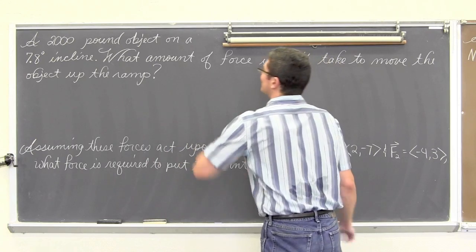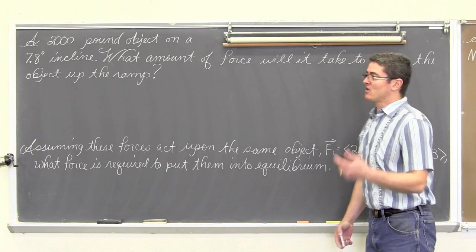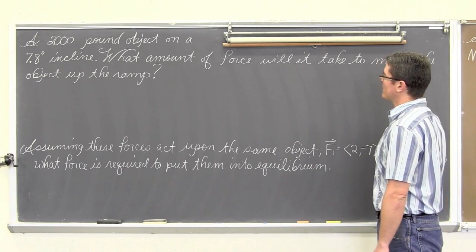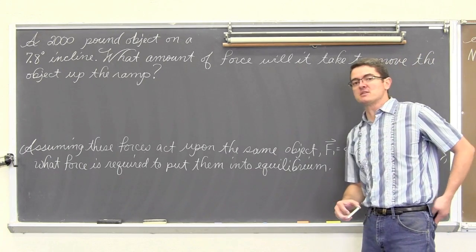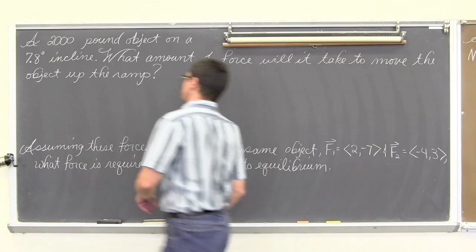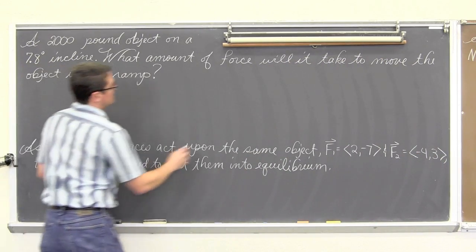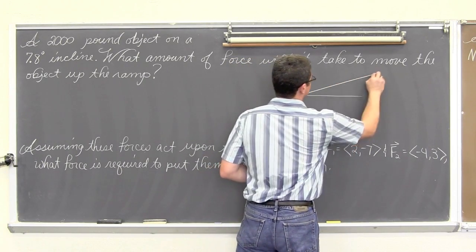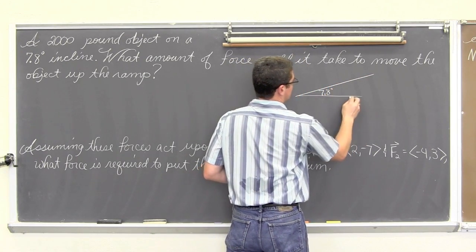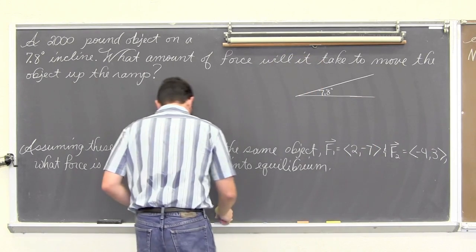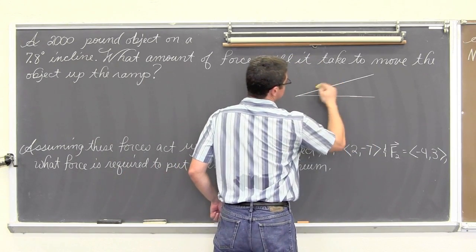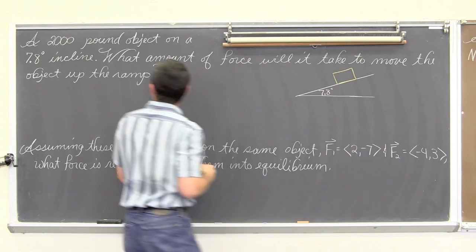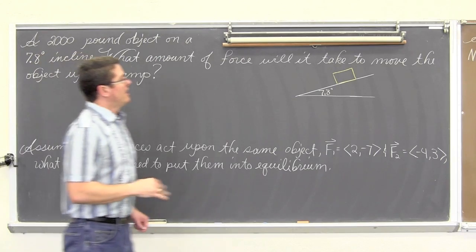How about this one? A 2,000-pound object, probably a car, on a 7% or 7.8 degree incline. What amount of force will it take to move the object up the ramp? Well, let's see. How about we have a ramp that has a 7.8 degree incline. On that ramp, we've got an object that weighs 2,000 pounds. How much is it going to take?